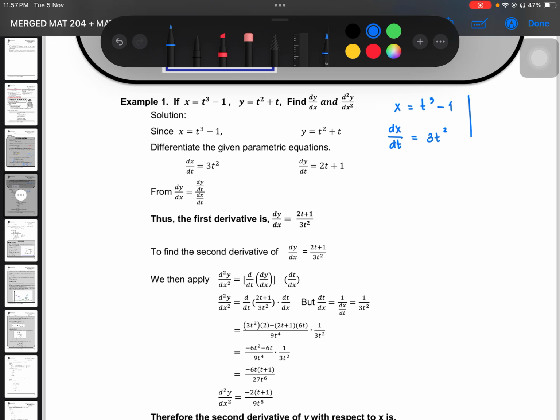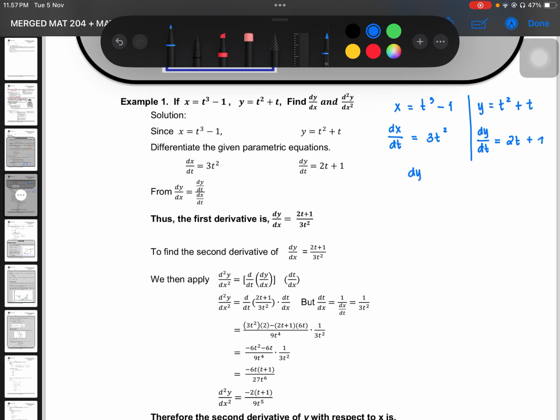What about now, pagdating kay y? y is equal to t squared plus t. So you get the derivative of y with respect to t. This is, derivative ng t squared is 2t. Plus, derivative ng t is 1. Okay. Next step natin, to get the dy over dx, we divide.